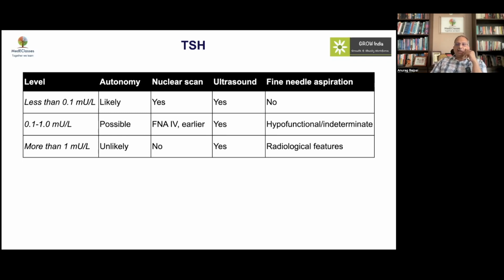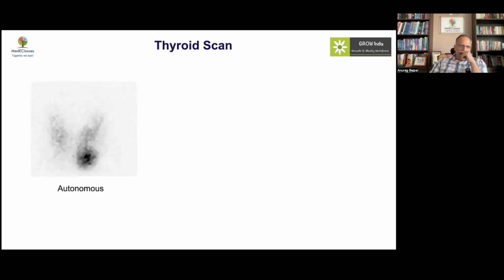Now, ultrasound, of course, becomes important in most scenarios that we are discussing. Based upon the radiological features, which I'll touch upon, you may need to decide whether FNAC is required or not. Now, thyroid scan, as I said, is largely done to identify a functional lesion. And in this scenario, you may get different pictures.